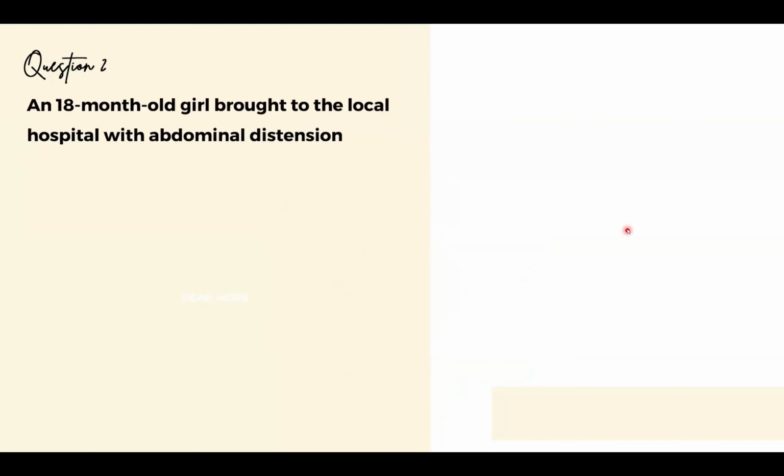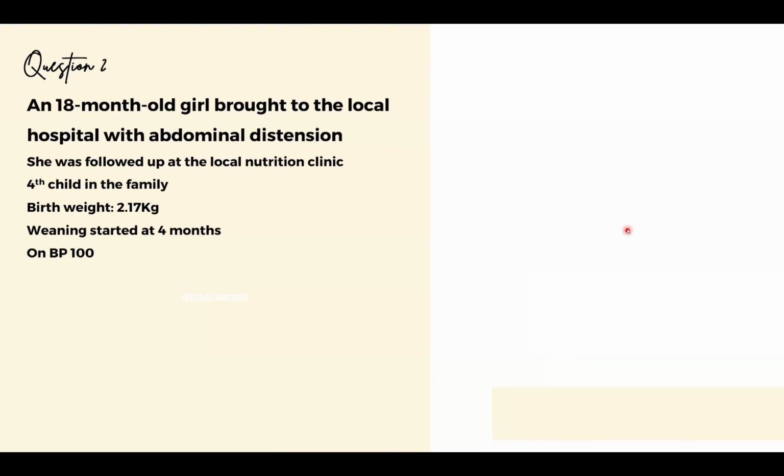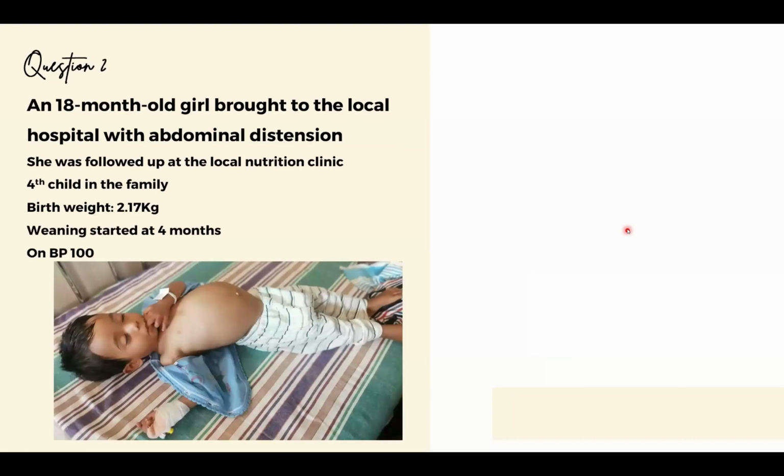Question number 2, and this is the last slide. An 18-month-old. So this is a relatively new patient, which is very unfortunate. An 18-month-old girl brought to the local hospital with abdominal distension. She was followed up at a local nutritional clinic, and this was the 4th child in the family. Birth weight was 2.17, which is low. Weaning started at 4 months due to the poor weight gain, I would say. Patient was on BP 100. And this is the child.